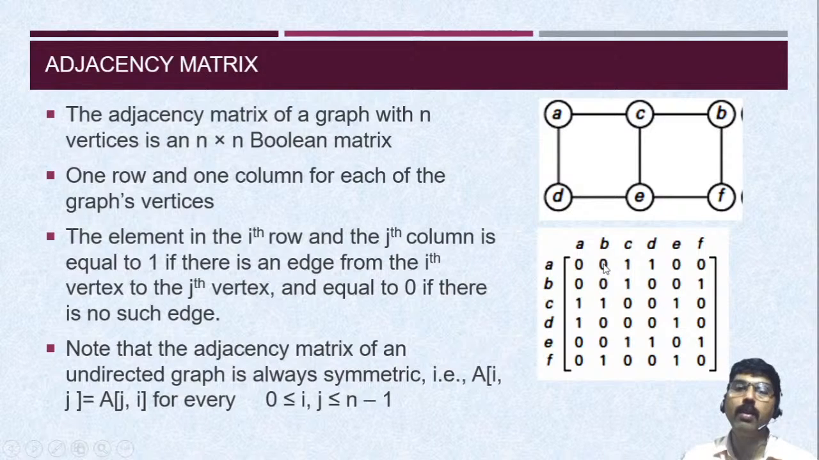See here, A to B, there is no edge. A to C, there is an edge. A to D, there is an edge. But A to E and F, there is no edge. We have to go from this direction. So it is indicated as 0.